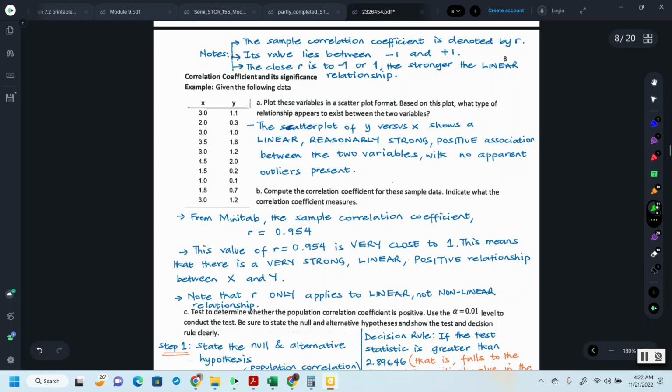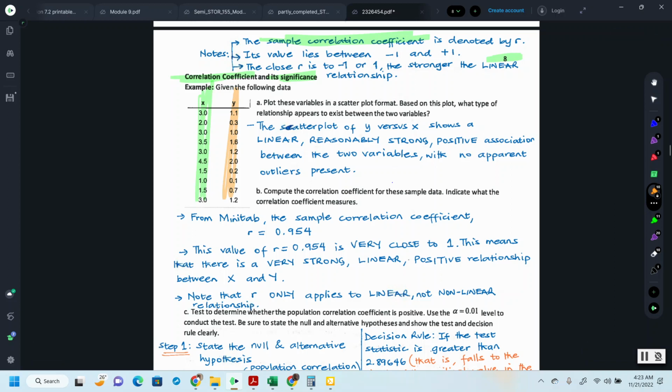In this video, we advance to page 8. On page 8, we're going to learn about the correlation coefficient and its significance when it comes to regression and correlation analysis. You see, the sample correlation coefficient is very useful for measuring the strength of the relationship between two numeric variables, precisely x and y.